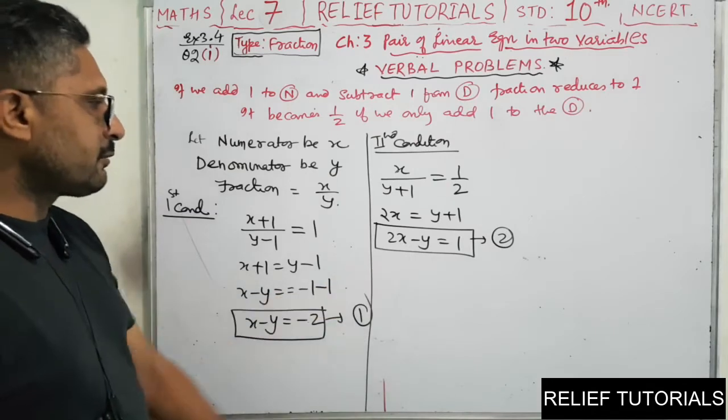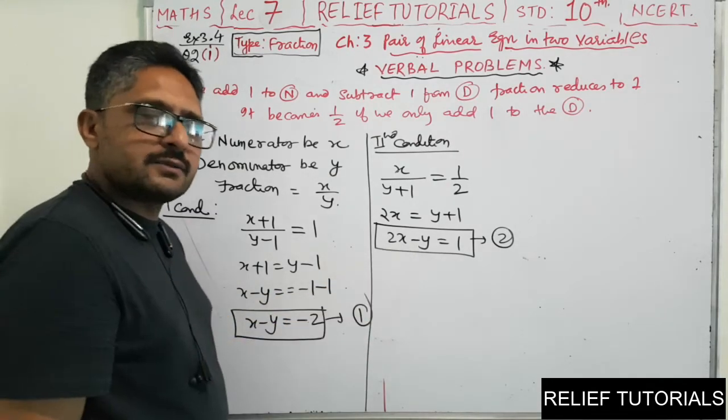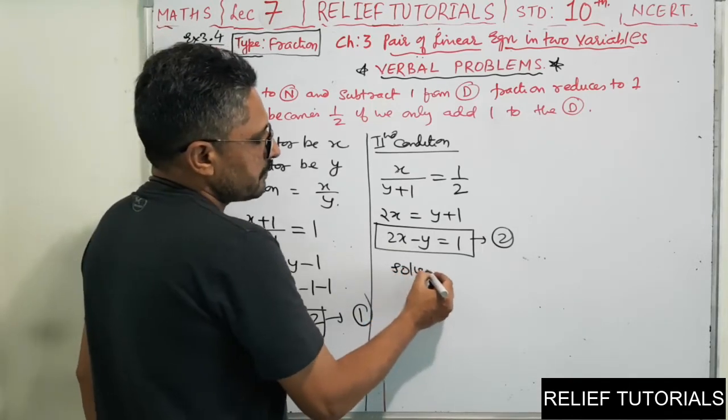So 1 and 2, now you have to solve. Nothing you have to do. See, the coefficient of y is minus 1. Here also the coefficient of y is minus 1. So solving 1 and 2.